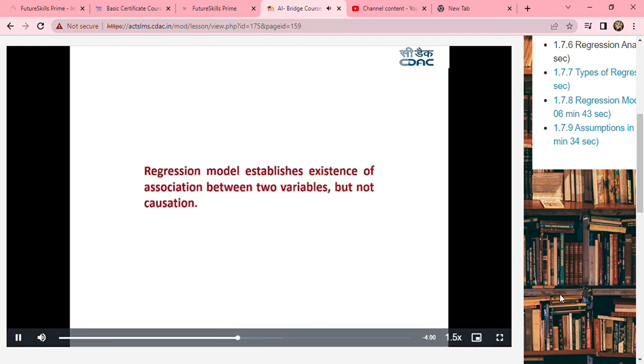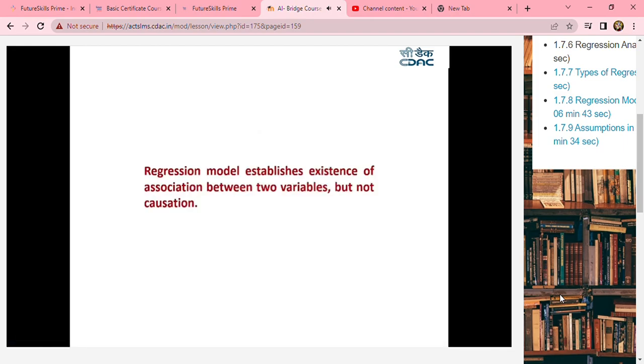Now, a regression model establishes the existence of association between two variables. Again, as we discussed in correlation, it is not a causation. What do I mean by this? For example, let us assume I understood that sales is equal to 2 times price. How do I interpret this? If the price of this product is increasing, then the sales are also increasing. If the price is decreasing, then the sales are also decreasing. This is how I generally interpret this equation because it is 2 times price and it carries a plus sign.